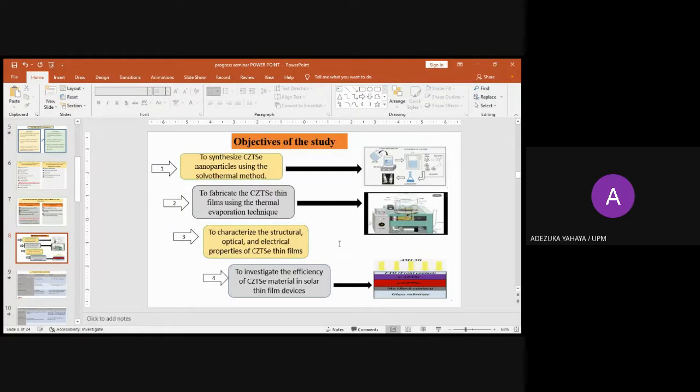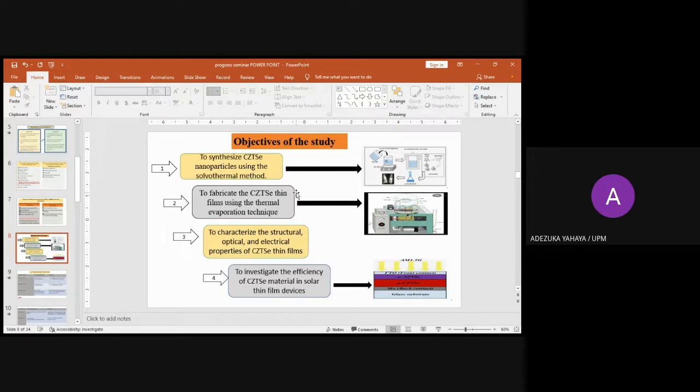So, the objectives of the study. First, to synthesize CZTSe nanoparticles using the solvothermal method. You can see the machine for the solvothermal method. Also, to fabricate the CZTSe thin film using the thermal evaporation technique. You can see the evaporation machine here.